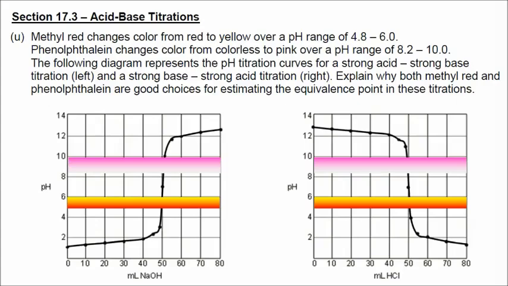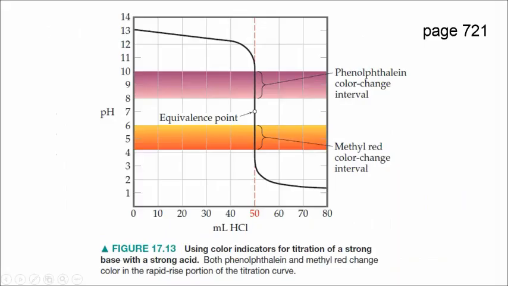So either of these indicators would be appropriate for these titrations, since they would have a color change occurring in that rapid rise portion. In other words, one drop of the titrant might be enough to tell you to stop the titration, that the end point can be signaled very close to the equivalence point. On page 721, you can see the example that I just showed you.